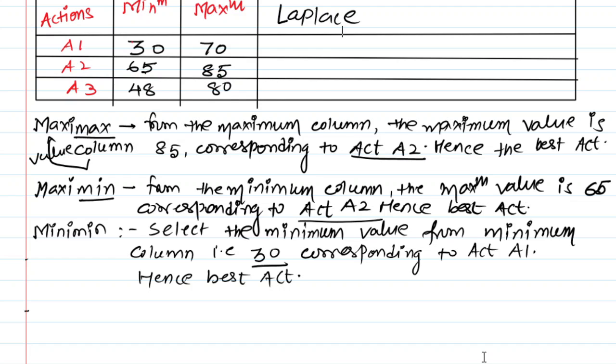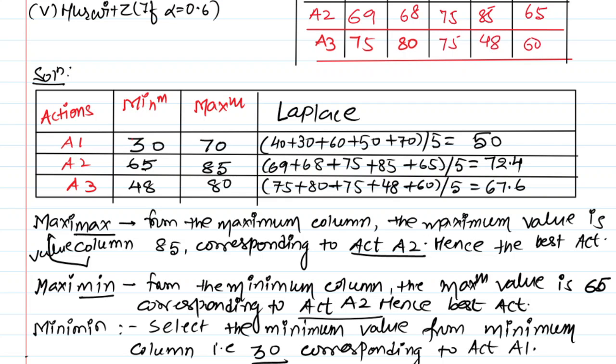So what we have to do in Laplace, we are going to take the average value of all the states of nature for a particular act, and based on the average that we have obtained, we are going to select the maximum value. Under the Laplace criterion, we have taken the average of all the values of states of nature for a particular act. So for act A1, my average is coming out to be 50. For A2, it is 72.4, and for action A3, it is coming out to be 67.6.